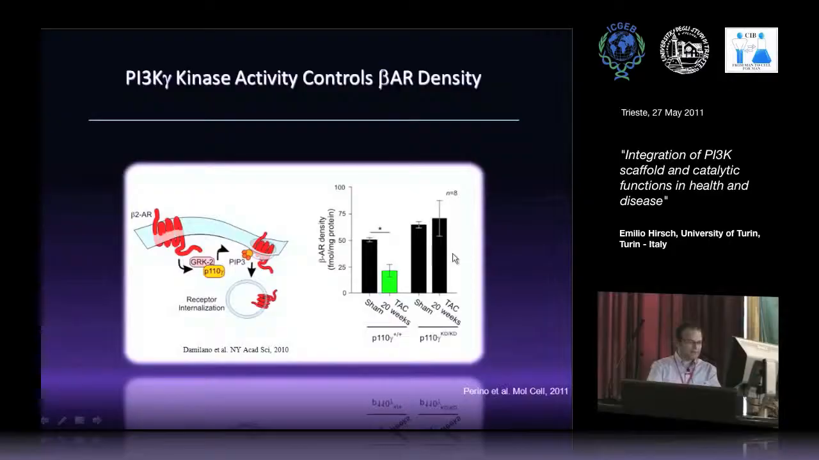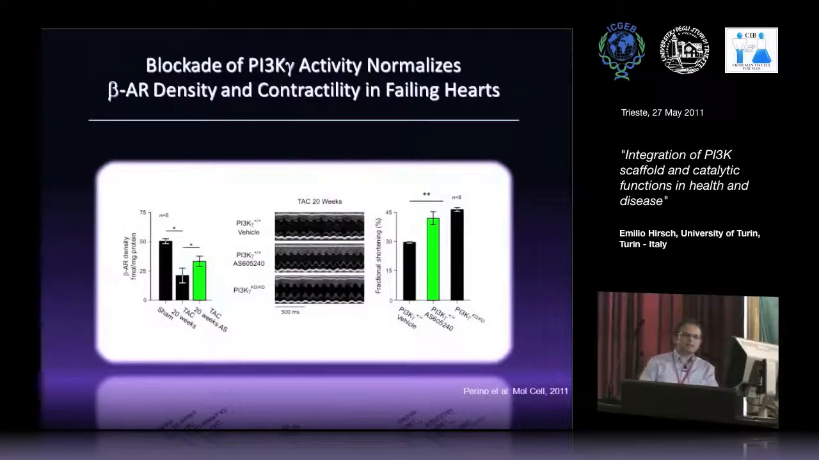So basically, we think that blocking PI3 kinase gamma activity has a specific role in reorganization of beta adrenergic signaling in the heart. And actually, we think that this has some clinical relevance as well, because we have some already significantly selective inhibitors developed by our collaborators in industry that block PI3 kinase gamma activity.